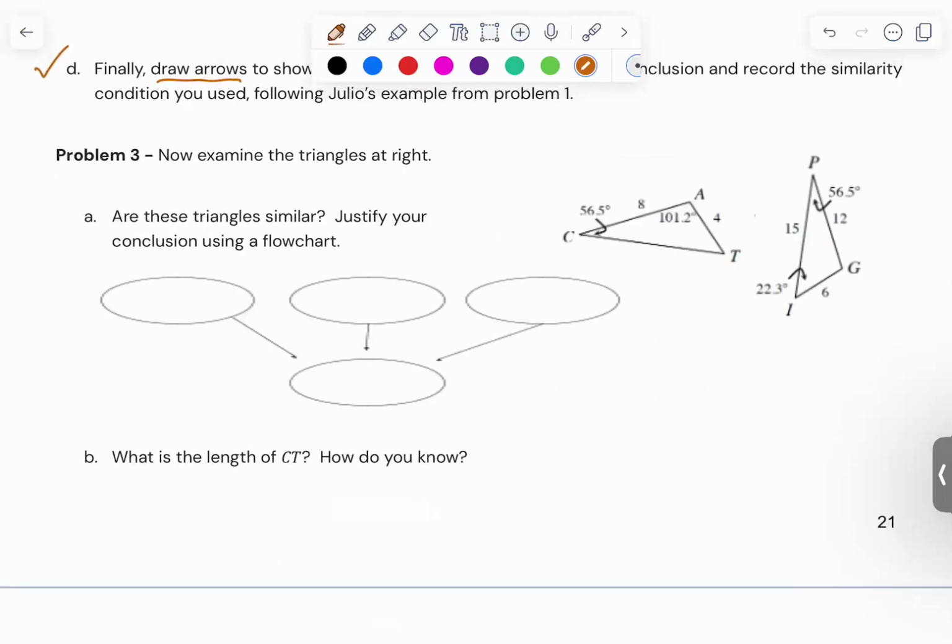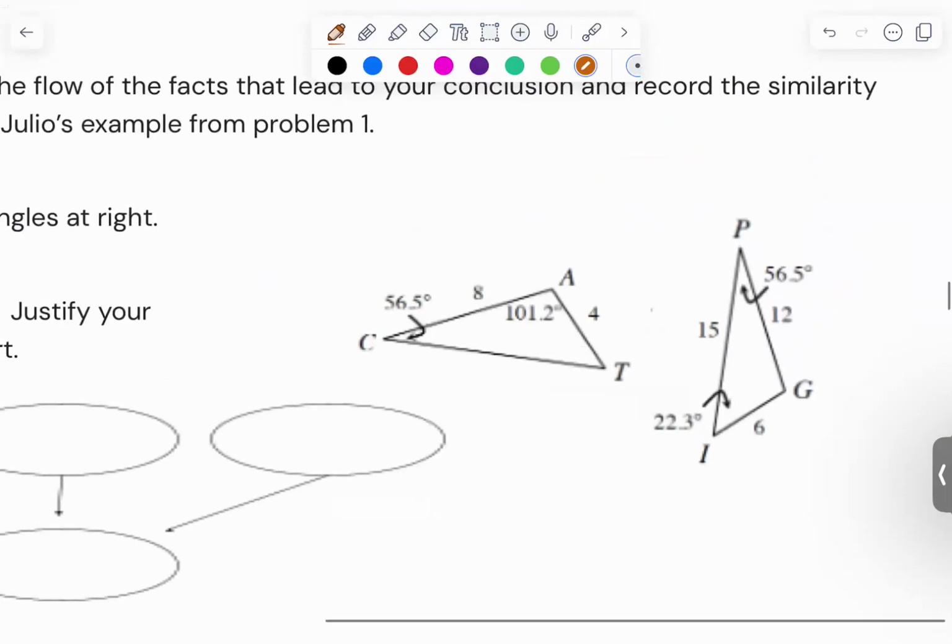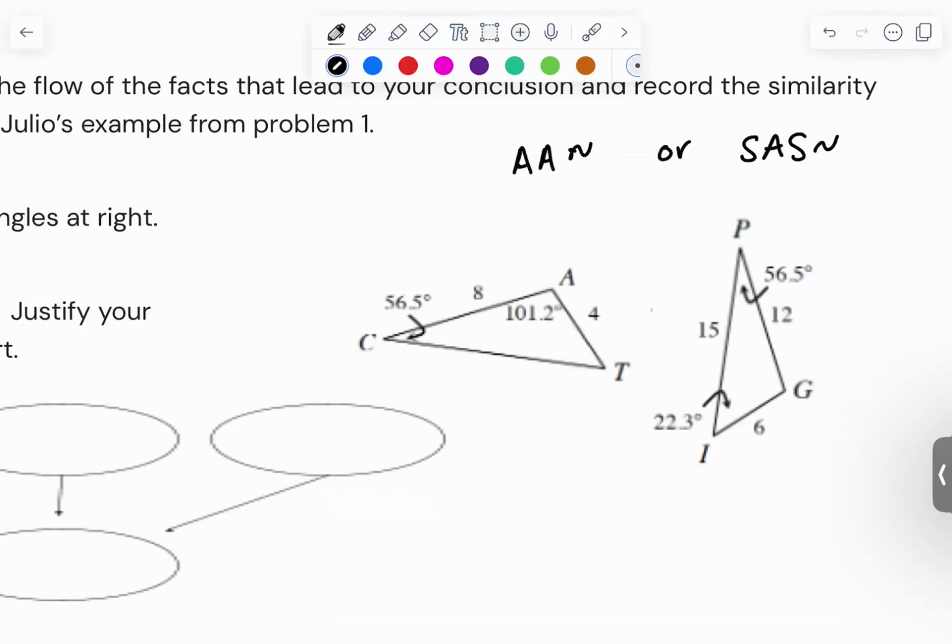All right, looking at problem 3, are these triangles similar? Justify your conclusion using a flow chart. So really what we're looking for is, can I use angle-angle similarity, or can I use side angle side similarity? So pause the video and think, do I have enough information to show angle-angle similarity, or do I have enough information to use side angle side similarity? So pause the video here for a moment and think about it.